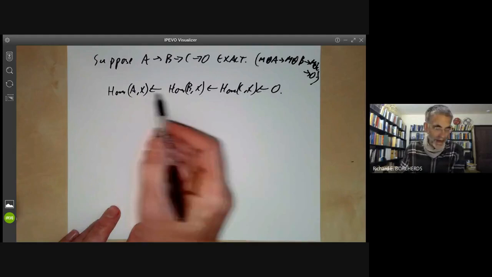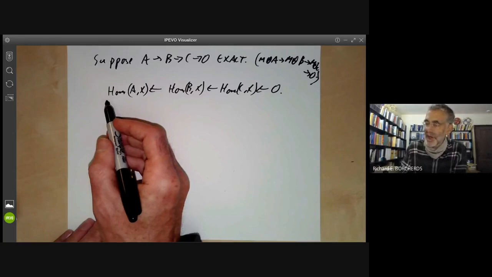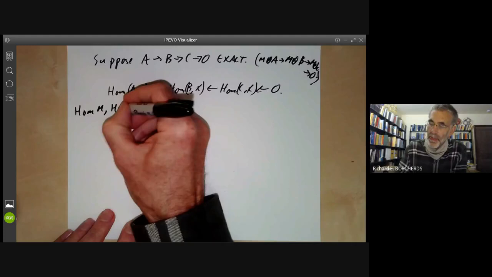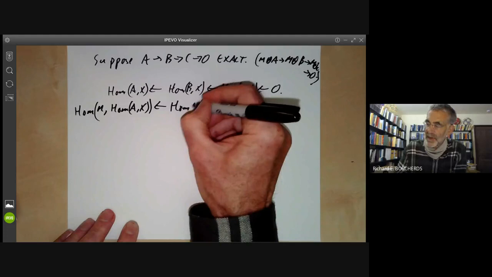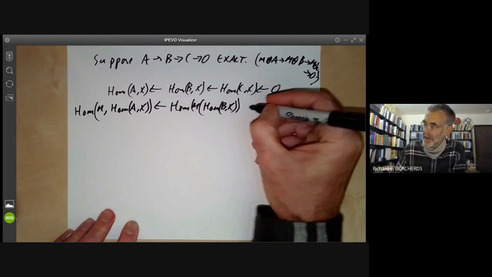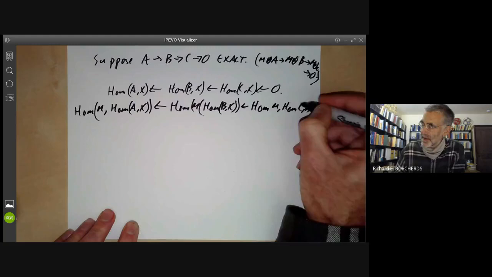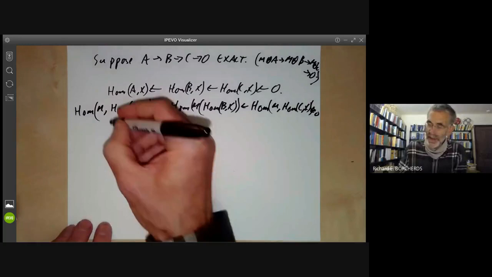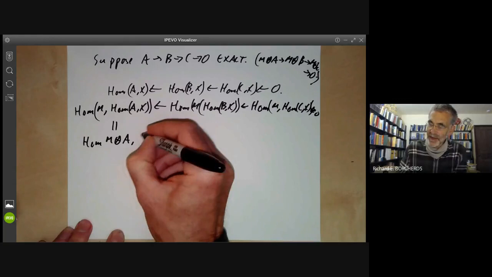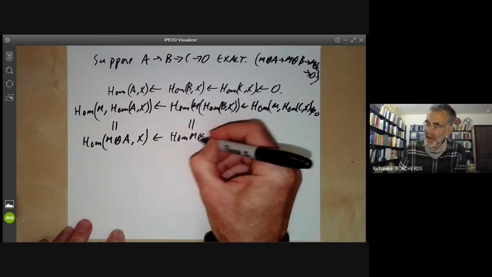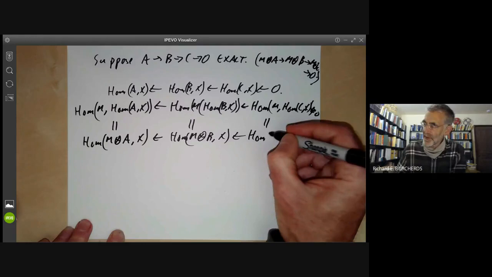And again, the arrows are going the wrong way. And now we're taking homomorphisms from M to all of these. So we get Hom from M to Hom(A, X), and Hom from M to Hom(B, X), and Hom from M to Hom(C, X), and naught there. And now this is equal to Hom from M tensor A to X, and this is equal to Hom from M tensor B to X, and this is equal to Hom from M tensor C to X. So this sequence is exact.